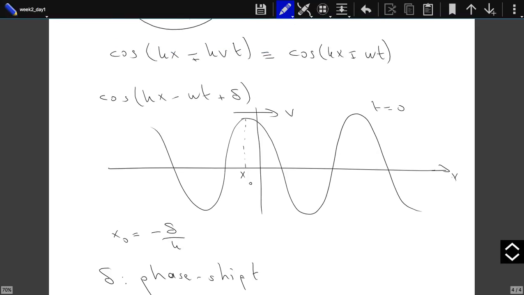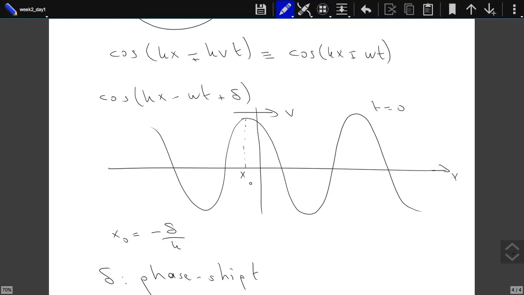So if you look at the cosine function, it has a maximum when its argument is 0. But in this case, it's not when x and t are 0. If delta was 0, the maximum will be at t equal to 0, at x equal to 0. But if delta is non-zero, the whole wave is shifted in one direction. And the maximum doesn't arrive at t equal to 0, but at a later time. So the maximum is delayed. In a sense, this delta also tells us how much the wave is delayed. If delta is 0, it's not delayed. If it is positive, it is delayed, meaning that the maximum arrives afterwards.